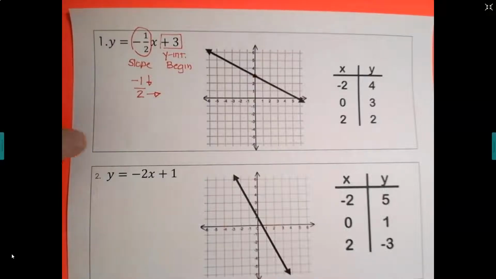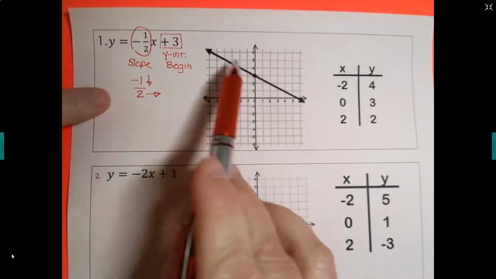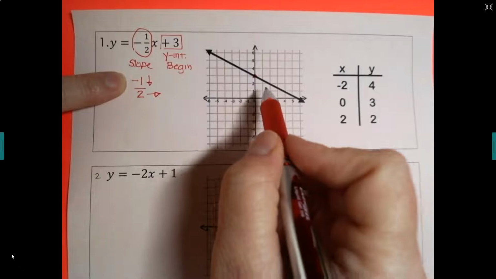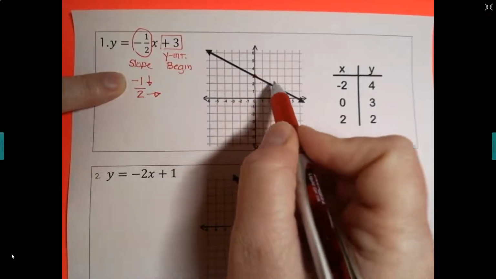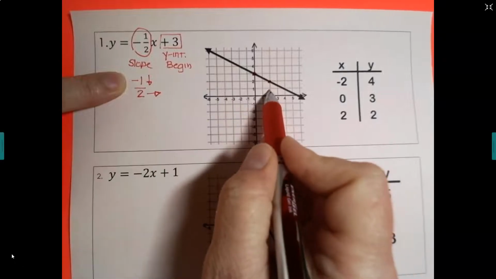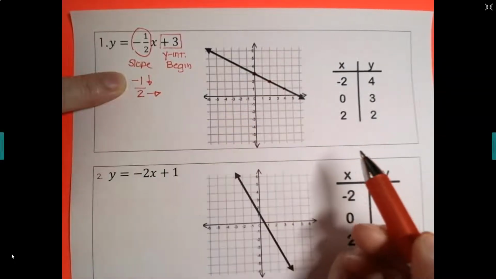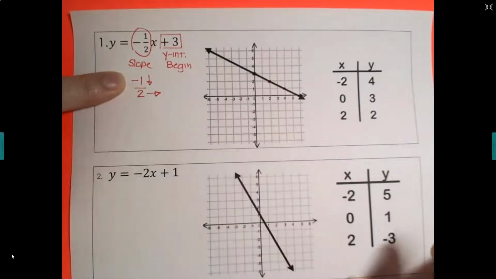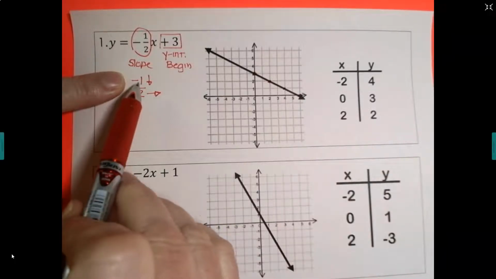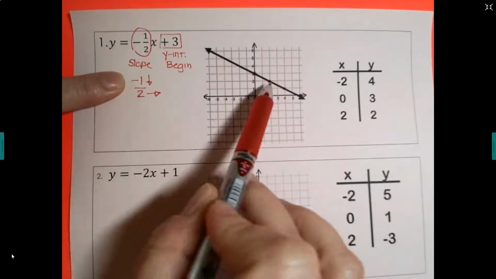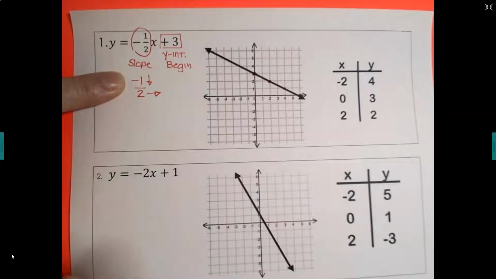Now, let's count our slope to see that this graph actually matches this equation. We know their y-intercepts match. This says I need to go down 1 and right 2 to hit the line again. So if I go down 1 and right 2, I hit the line again. Let's try it again: down 1, right 2, and I hit the line again. So you can count your slope and make sure that it matches what the equation says.